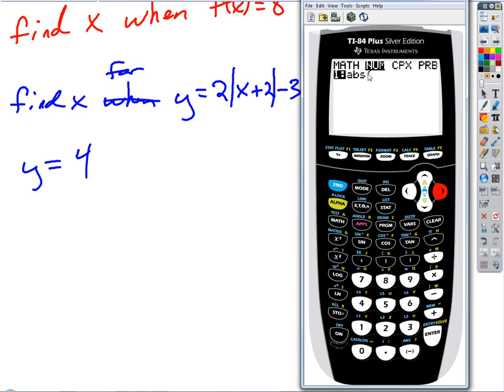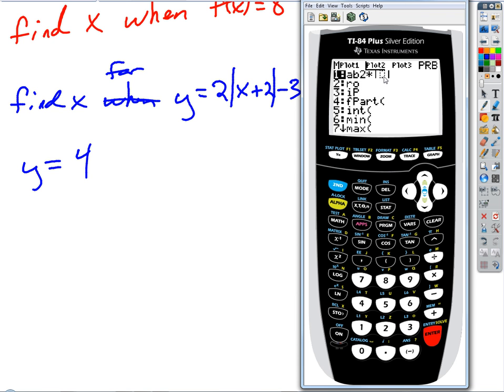The other place I can find it that's also very simple, because it's alphabetically the first function in the whole calculator, is if I go second, catalog, it's the first one. That has a catalog of all the functions on the calculator. Because it's the first one, there it is. It's easy to get it that way too. So I'll just grab the absolute value function, and look what it does.